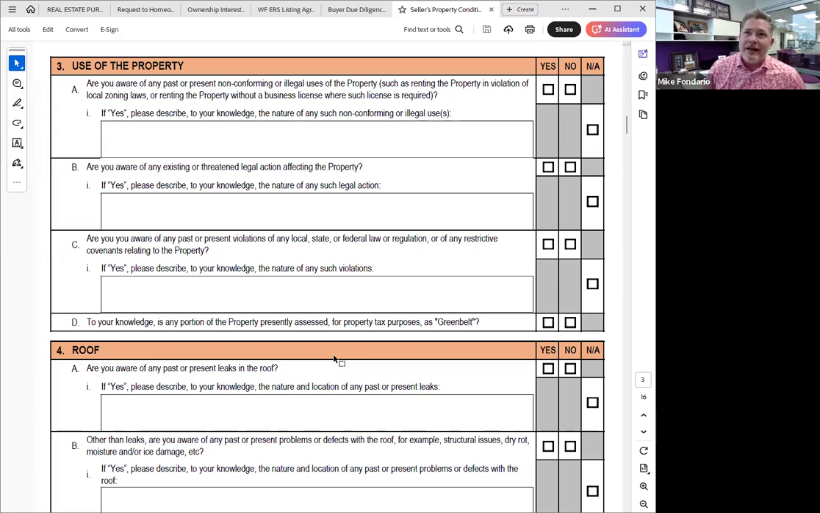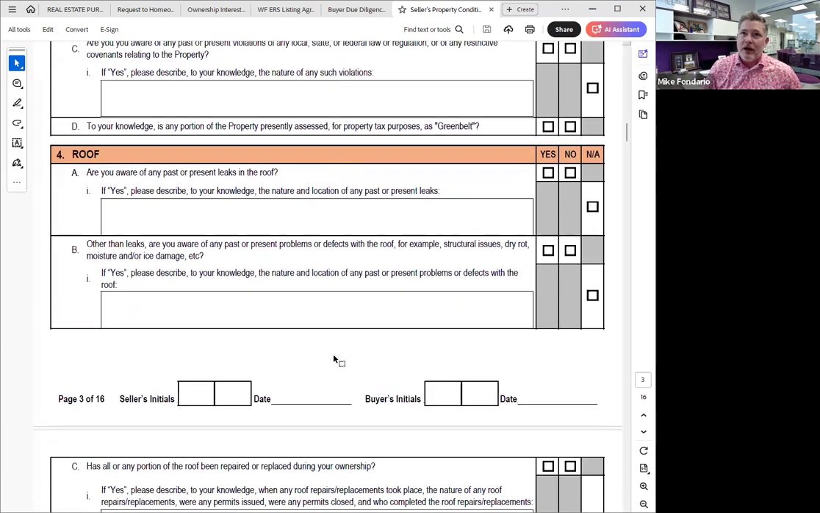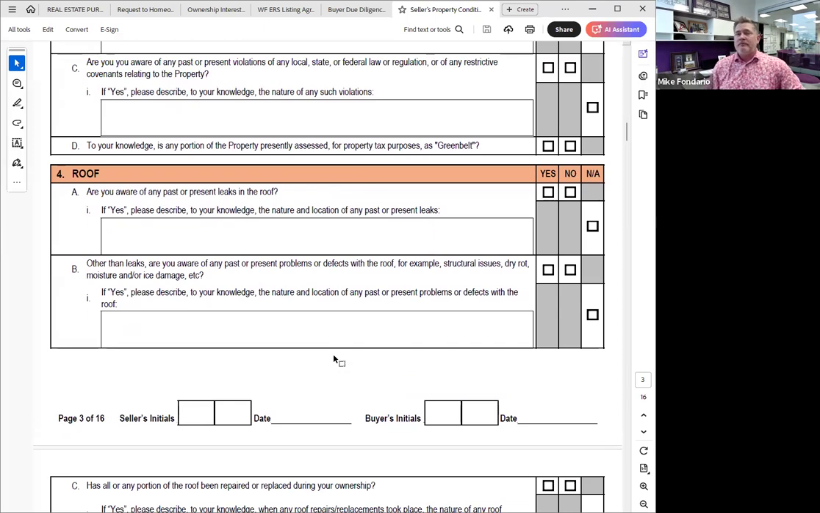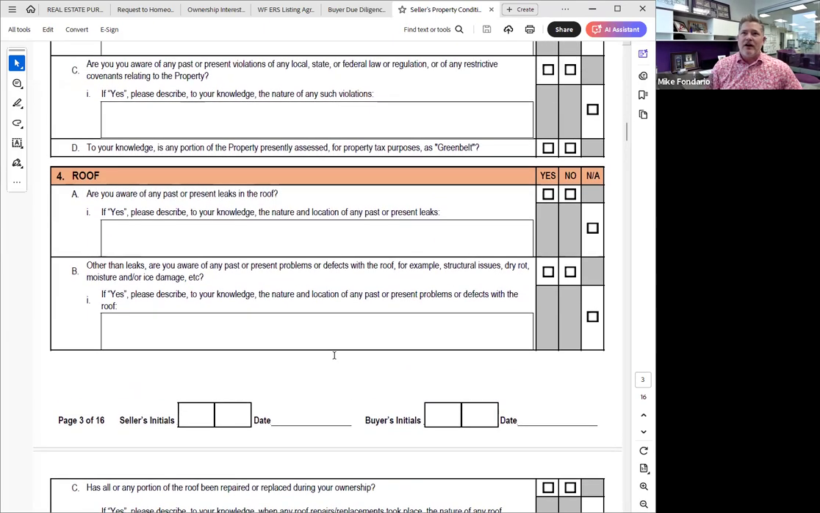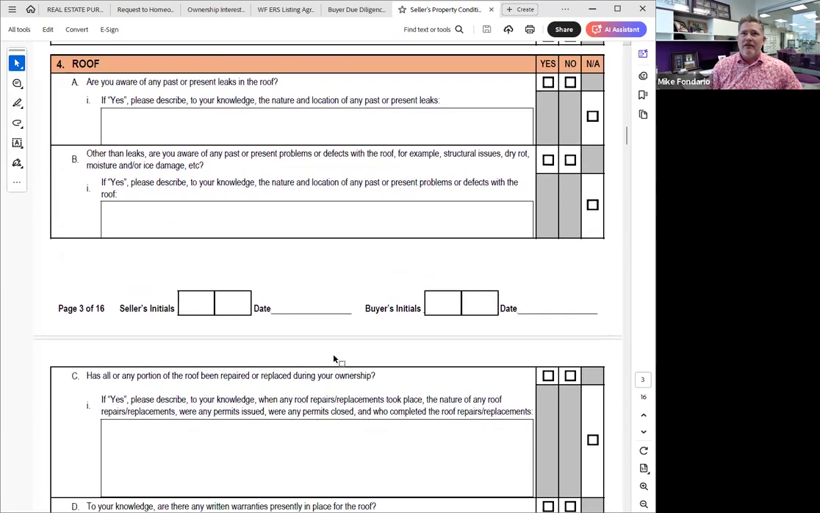Are you aware of any existing or threatened legal action affecting the property? That should be pretty obvious. And then they talk about any violations of state law or whatever. Roof. These ones seem pretty easy, right? Are you aware of any roof leaks? You should know about that. How did you fix it?